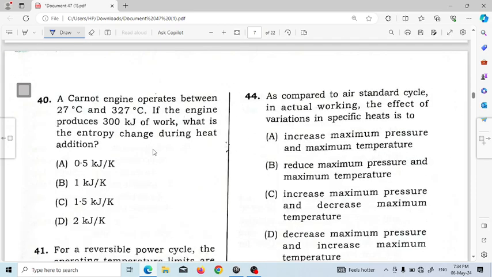Question number 40: a Carnot engine operates between 27 degrees centigrade and 327 degrees centigrade. If the engine produces 300 kilojoule of work, then what is the entropy change during heat addition? So we have to solve this.